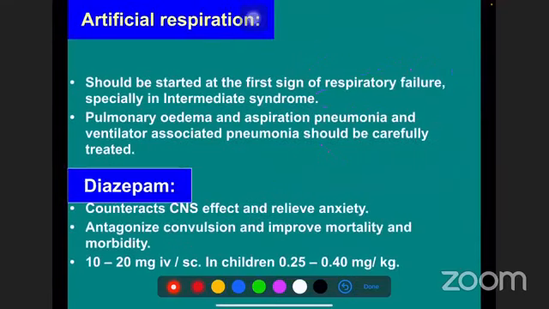And artificial respiration is very much necessary, and it is the cornerstone for the treatment of the intermediate syndrome patient. It is very much important. And for the pulmonary edema patient, we have to go for diuretic therapy, and without diuretic therapy a pulmonary edema patient will never get better. Diuretic therapy is important for pulmonary edema; we all know this.